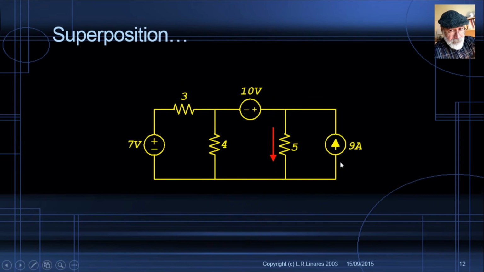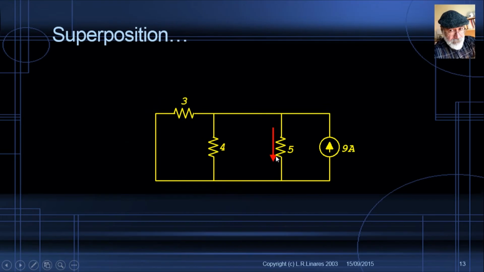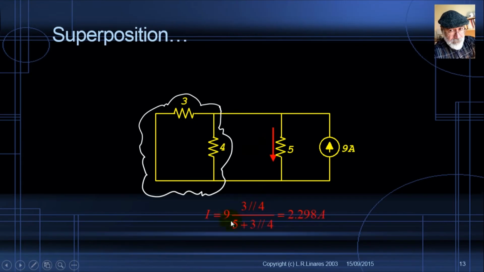Now for the third one, the contribution of the 9 amp source. Kill the other sources. Short circuit this one, short circuit the one on the top, like so, and find this current. How am I going to do that? Current divider. 9 amps divided between 5 ohms and the parallel of 3 and 4. 9 amps multiplied by the resistance of this parallel and divided by the sum, like so. 9 amps multiplied by the parallel of 3 and 4 and divided by the sum of 5 with a parallel of 3 and 4. That is 2.298 amps.